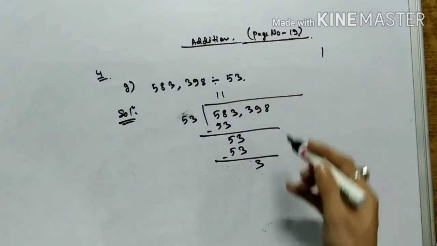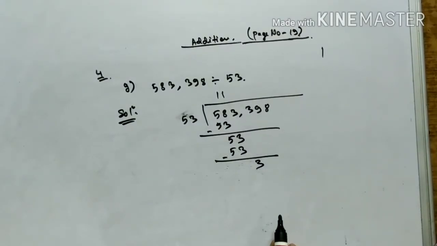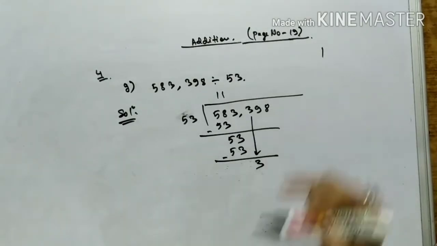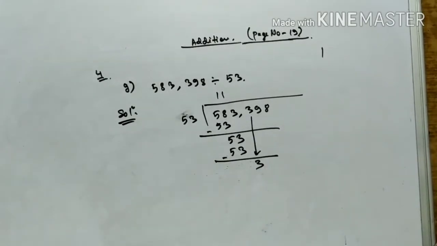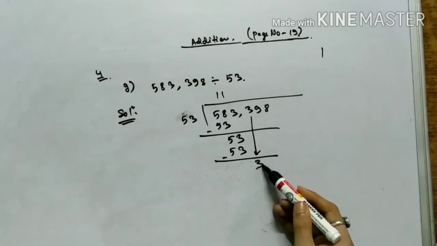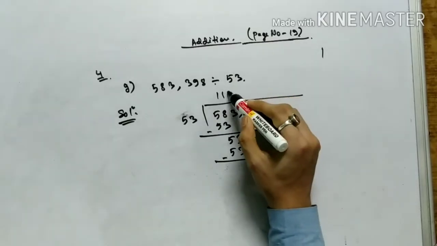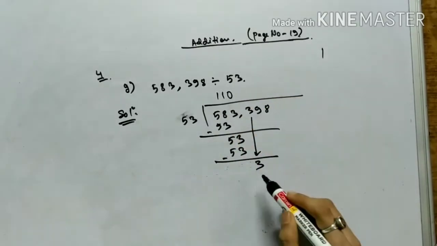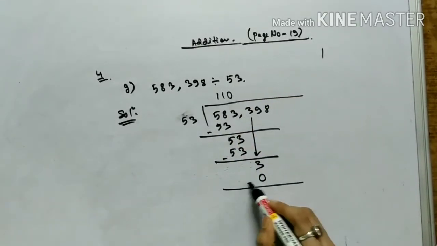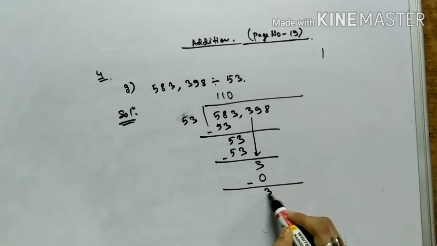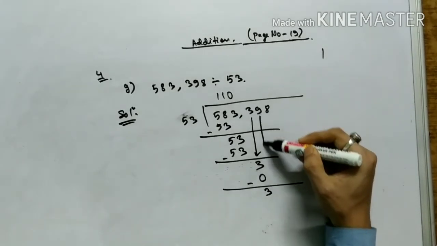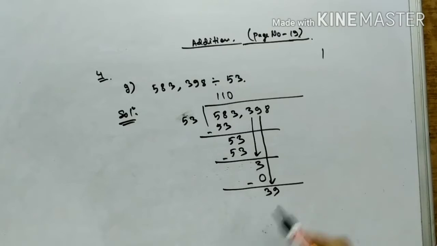Listen very carefully because this is very important in division. 3 has come down, and 3 is less than 53. Now 3 I cannot divide by 53. So what I will do? I will use 53 zeros. 53 zeros are 0, I will write. So this is 3 minus 0, I will get 3. Now 9 will come down.